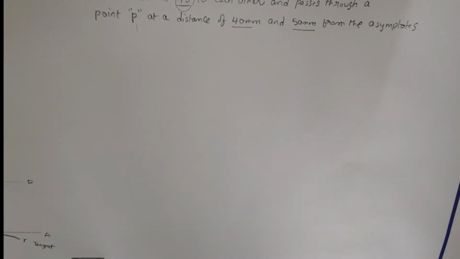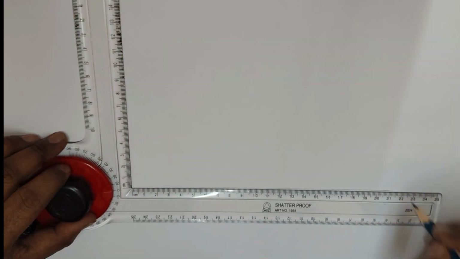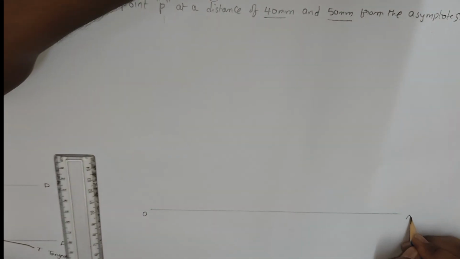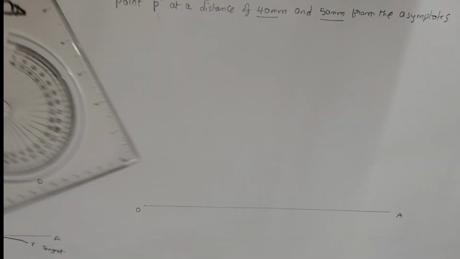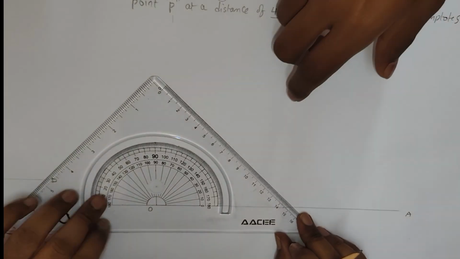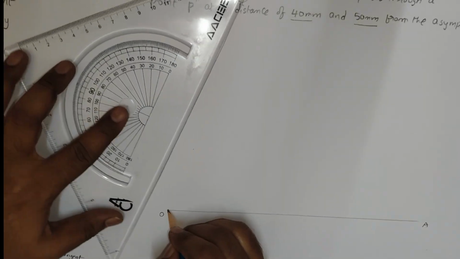First we have to draw a line, suppose parallel to OA. And now take a protractor. This point is assumed as O and this point is assumed as A. Next, the angle is given as 70 degrees. So now take 70 degrees. Draw a line passing through the O point.